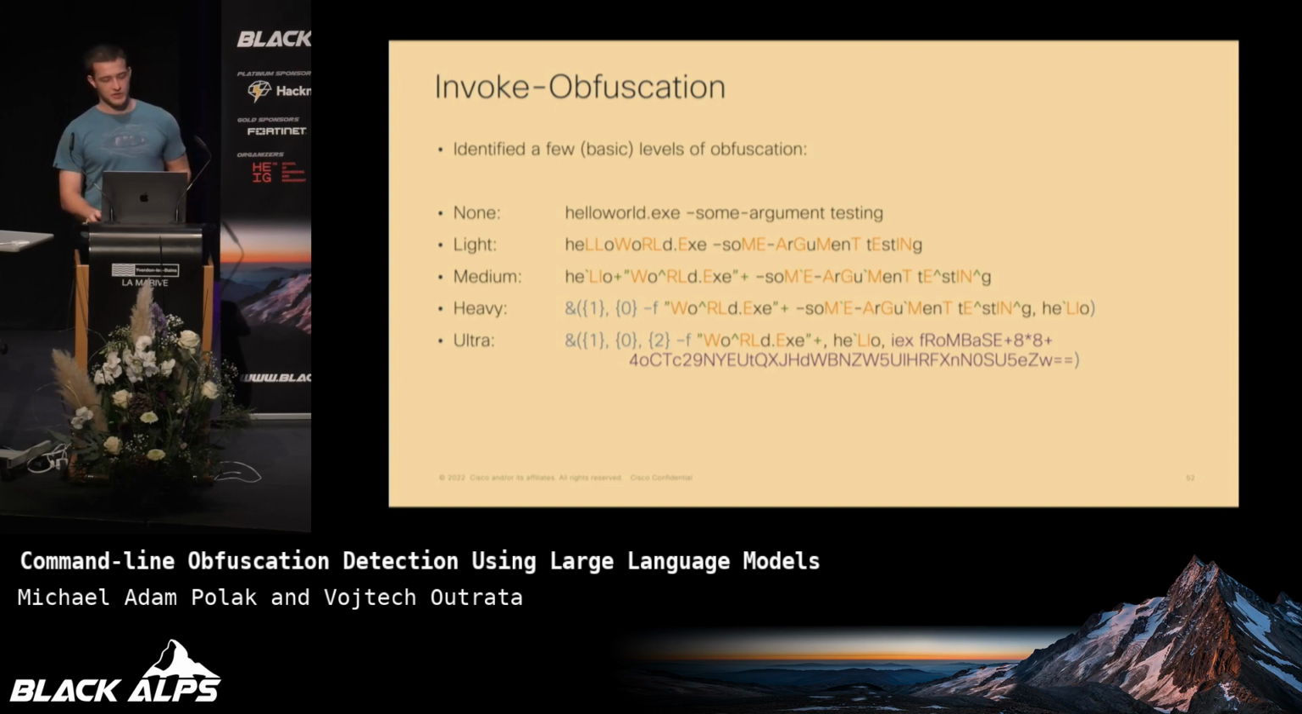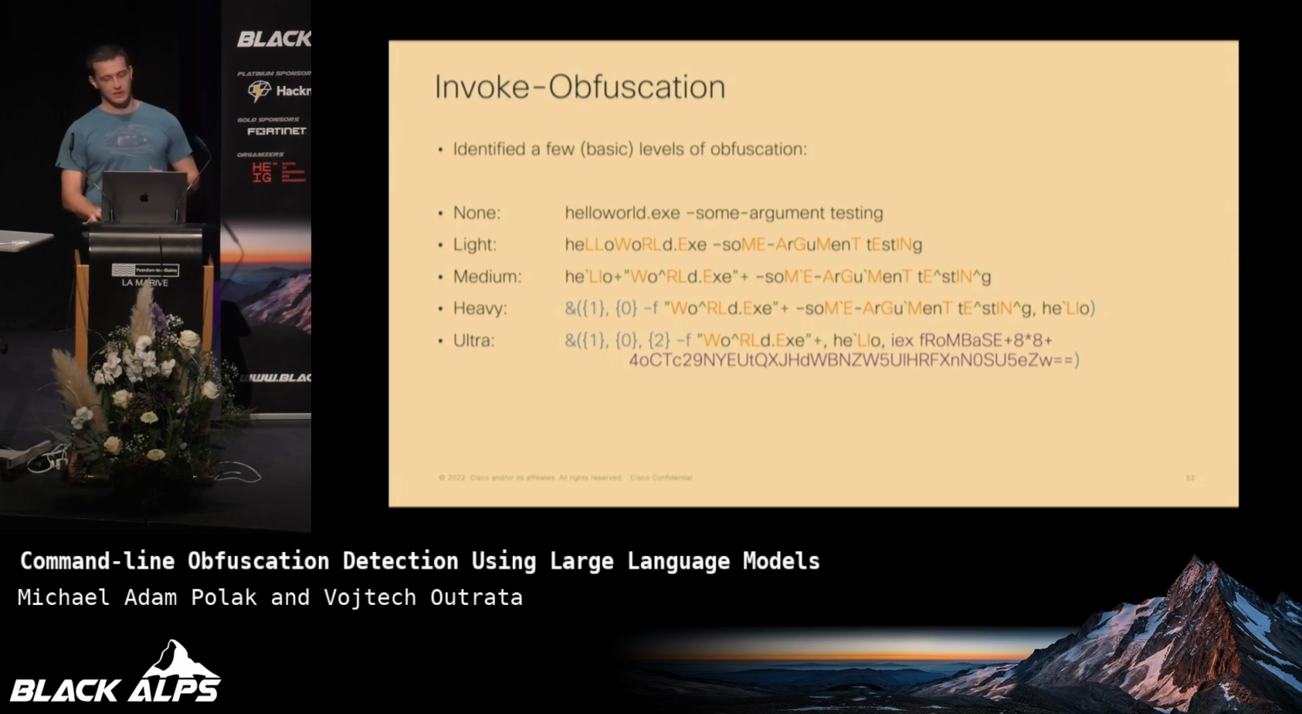What is actually interesting is that our biggest focus is on the light and medium obfuscation, because that is hardest to detect. All the statistical approaches might get a chance at the ultra obfuscation, but the light and medium obfuscation is very hard to detect and is most prevalent in the data from what we have seen so far too. So that's what we focus on.